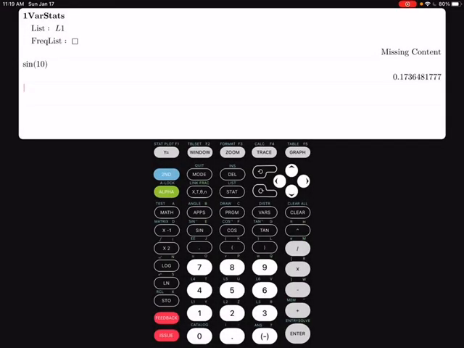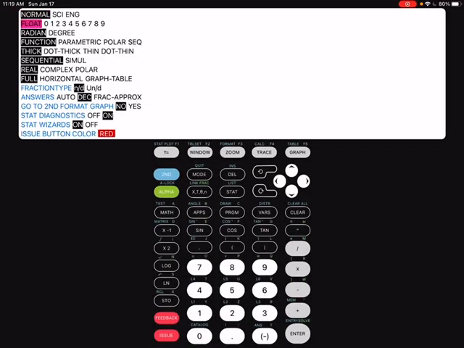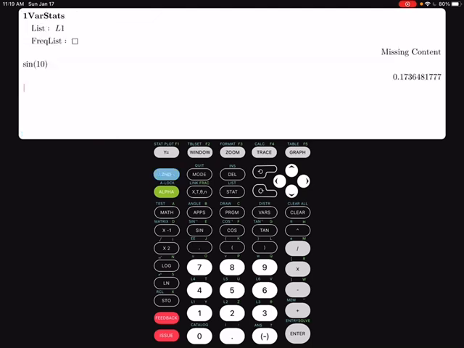Again, I'm going to make sure that it's in degrees. It's not. Let me change it. On yours, you're not going to have to keep changing it into degree mode. It's because of the app that I have on my iPad. It constantly turns itself back off.